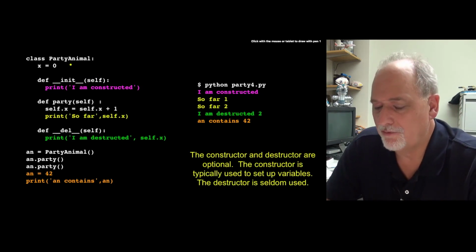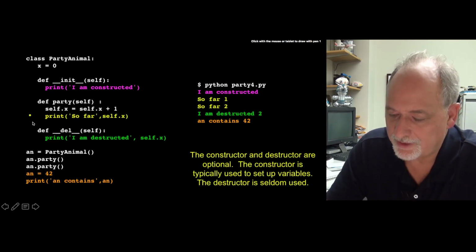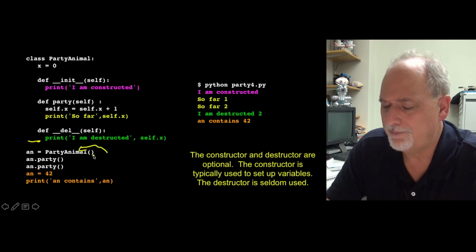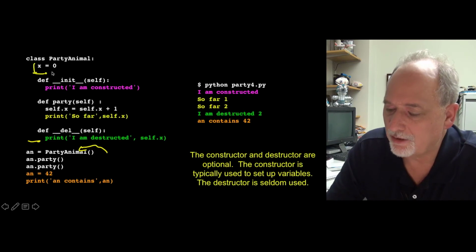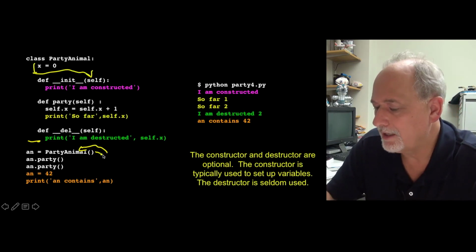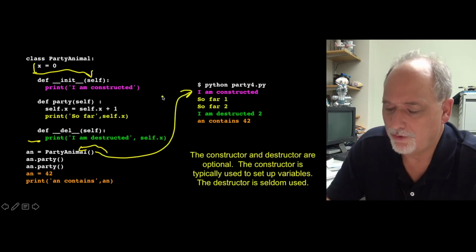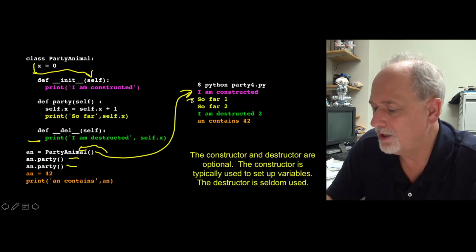So let's go ahead and run this. This doesn't really do any code up to here. That just defines party animal, but this is the constructing of it. It creates these variables, and then it also runs the constructor. In this case, this line right here is causing the I am constructed message to come out. Then we do an.party, and that says 1 and 2.